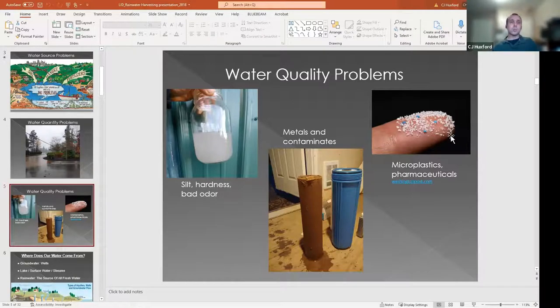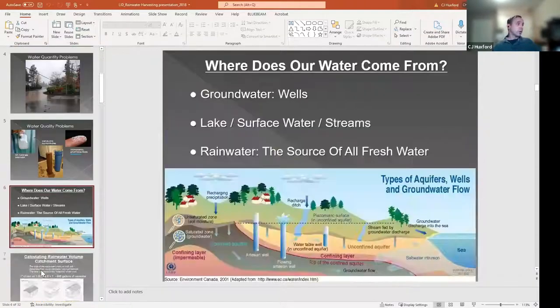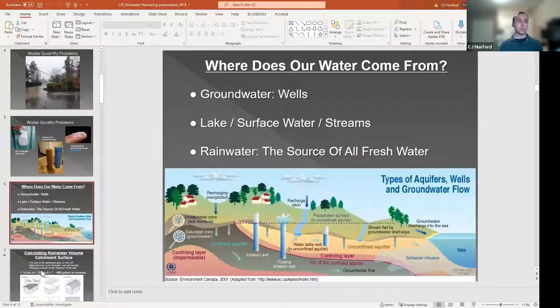And then a new thing that we're starting to see, if anybody's noticed, is microplastics in water sources, groundwater as well, but also we're starting to see that in some rainwater too. So where does our water come from?